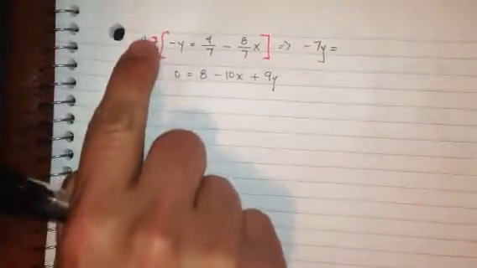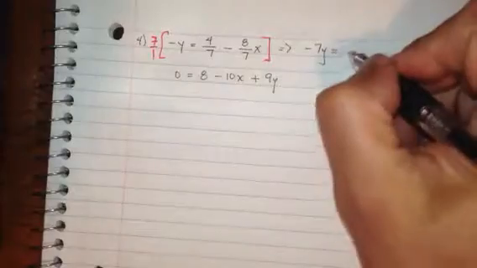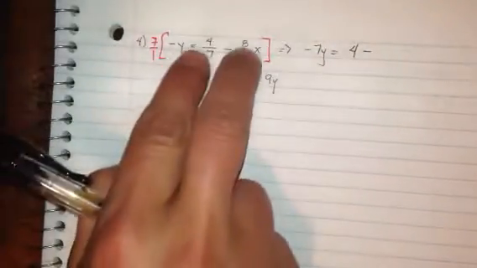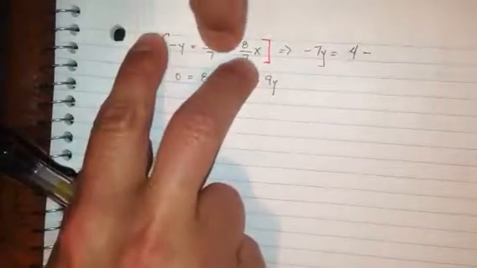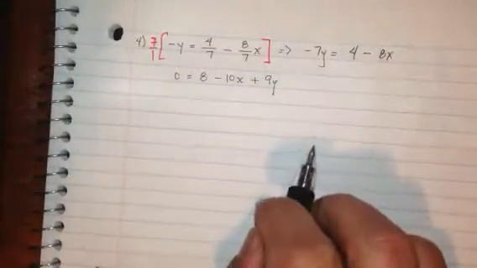equals 7 on the top, 7 on the bottom. Those cancel out. You're going to be left with just the 4. 7 on the top, 7 on the bottom, cancels out. You're going to be left with just the minus 8x. Alright, well, that's easier to work with.